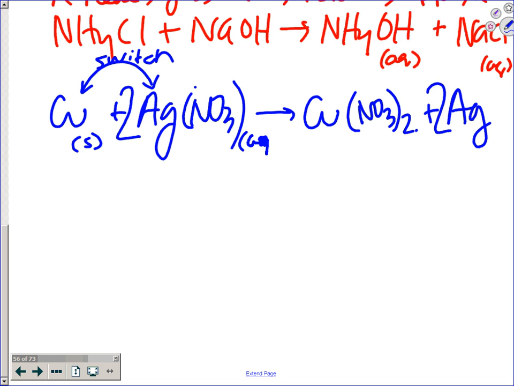AQ for aqueous. And then again, we see nitrates. What's the rule for nitrates? All soluble. So again, we have aqueous. And then pure silver. What is the state of matter? A solid, because it's a solid metal. It's not an ion here. All right, so now I've written my BCE, I've written the solubility. What's the next step?